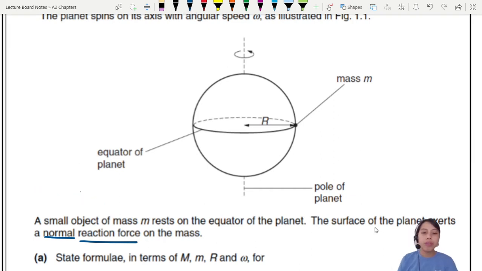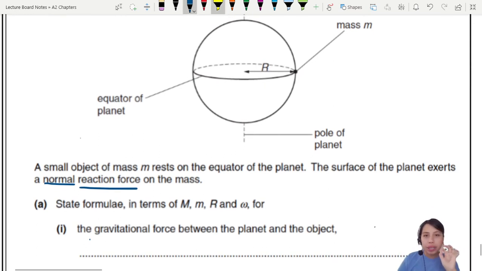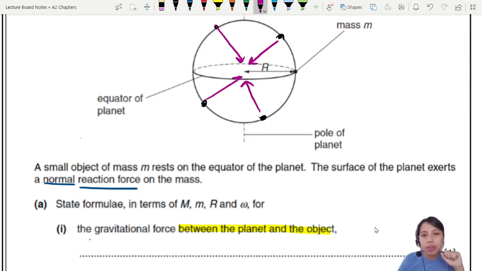State the formula in terms of m and R for gravitational force between planet and object. This is very important. It's between planet and object. It means I don't care where you are on this planet. You could be up here, you could be any of those dots. You will have the same gravitational force pulling you towards the center of the planet. This is all Fg. So what's the equation for Fg? This will be G M m over... the radius of the planet is assumed to be fixed, so big R squared.